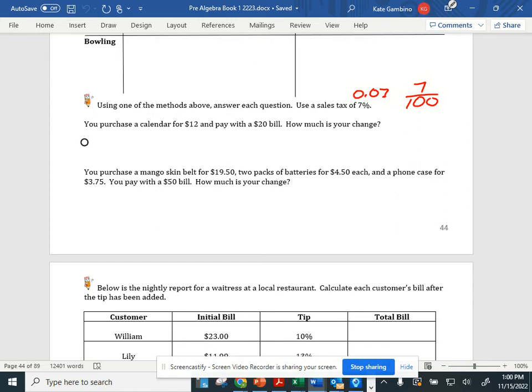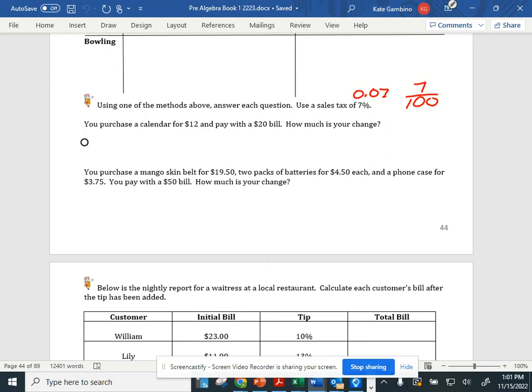You purchase a mango skin belt for $19.50, 2 packs of batteries for $4.50 each, and a phone case for $3.75. You pay with a $50 bill. How much is your change, factoring in a 7% sales tax? So now there's one more step. We need to add up all the things that we're buying. Is that complicated? No. Is it an extra step? Yep. So when we're doing math, sometimes it's just added steps. Don't get overcomplicated by it.